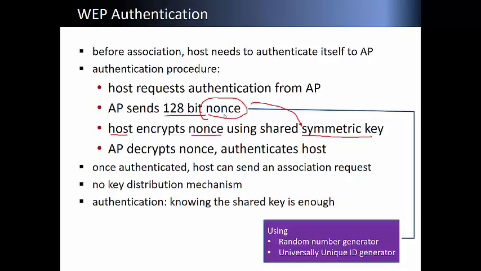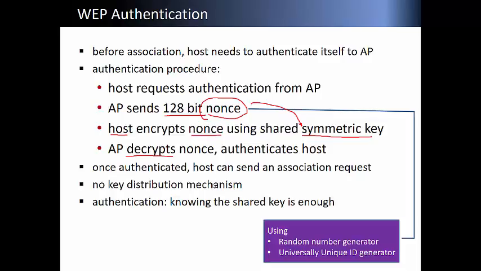A nonce is a string or number used once. Using the shared symmetric key, you have the key and you have the nonce, so simply encrypt it and send it back to the access point. Then the access point decrypts that nonce, and it is the same nonce that this access point initially distributed. Then the access point says, yeah, I can take care of you. So that authenticates.